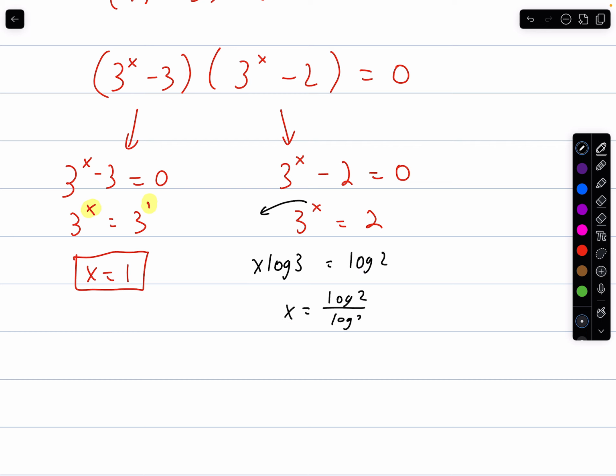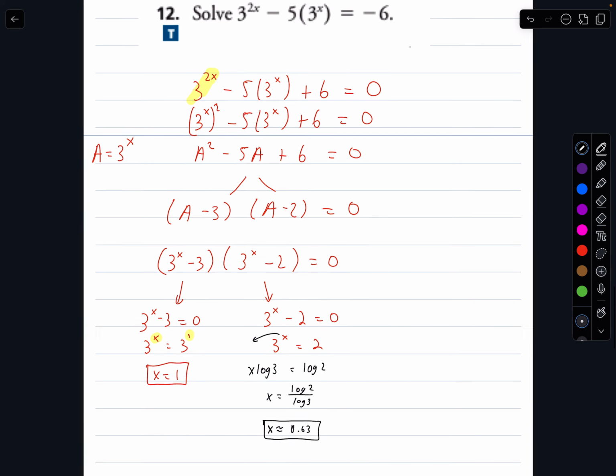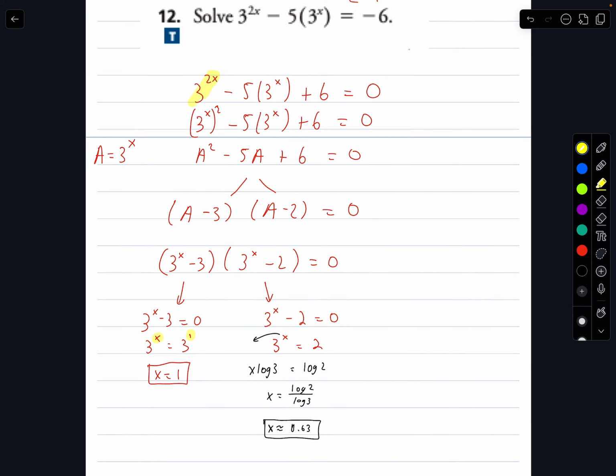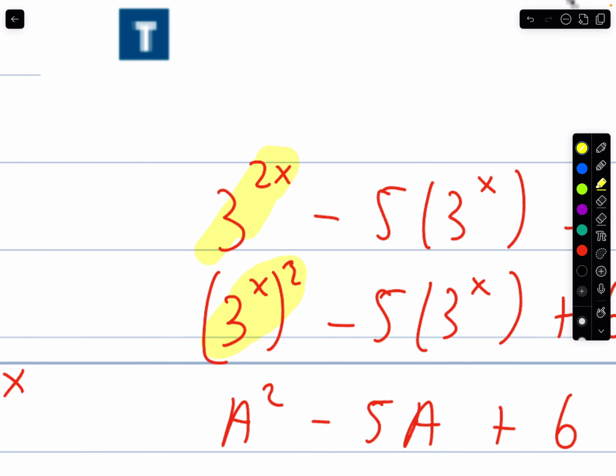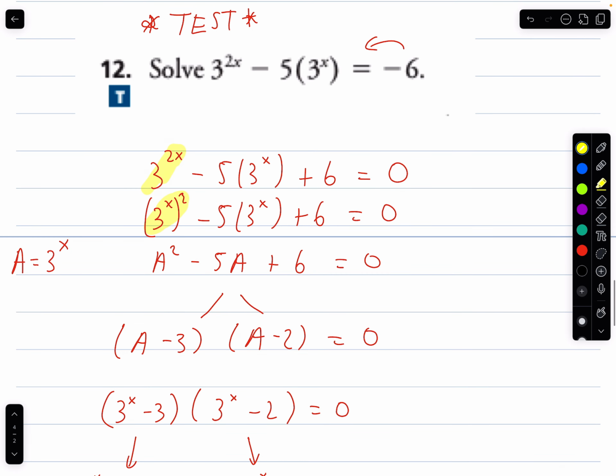And then you can either leave it like this, or you can put it in your calculator, log 2 divided by log 3, and you get approximately 0.63. So this is an interesting question, right? Being able to change this into this, so the 3 to the 2x into 3 to the x squared, is the key concept. And then stating a equals 3 to the x and plugging it in and then solving it as a quadratic.